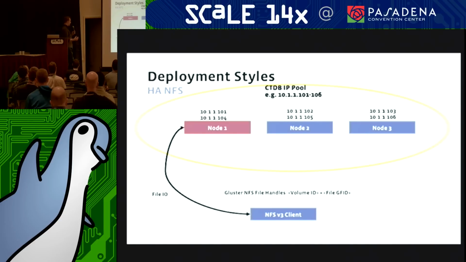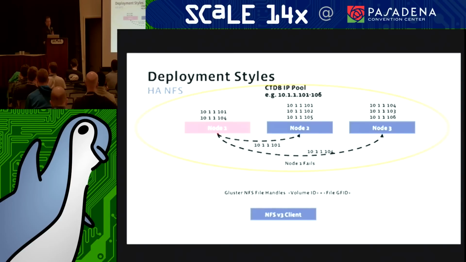We have some file going to some node. That node dies, and CTDB is responsible for moving the IP addresses over to the other nodes. This all works because NFS v3 is stateless. If you do not believe me, try this out with Gluster. It will work. You'll get a brief pause, and it resumes.